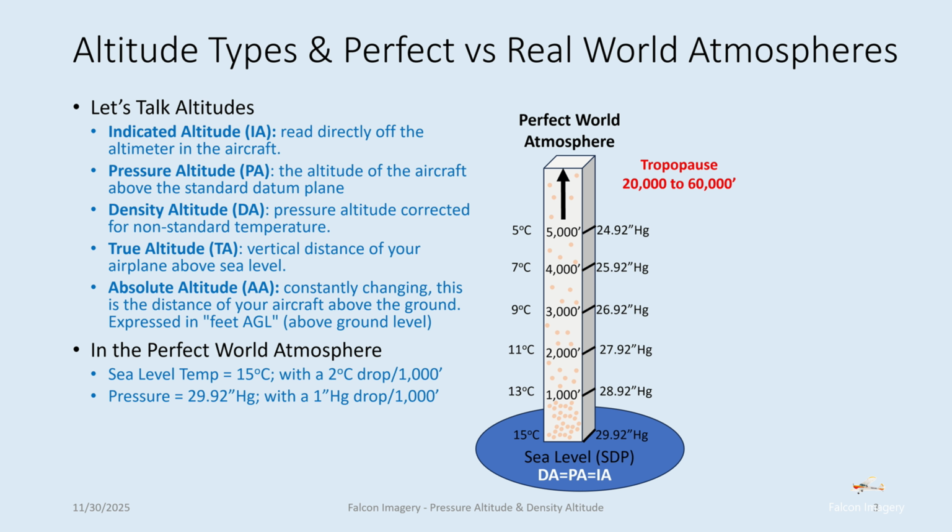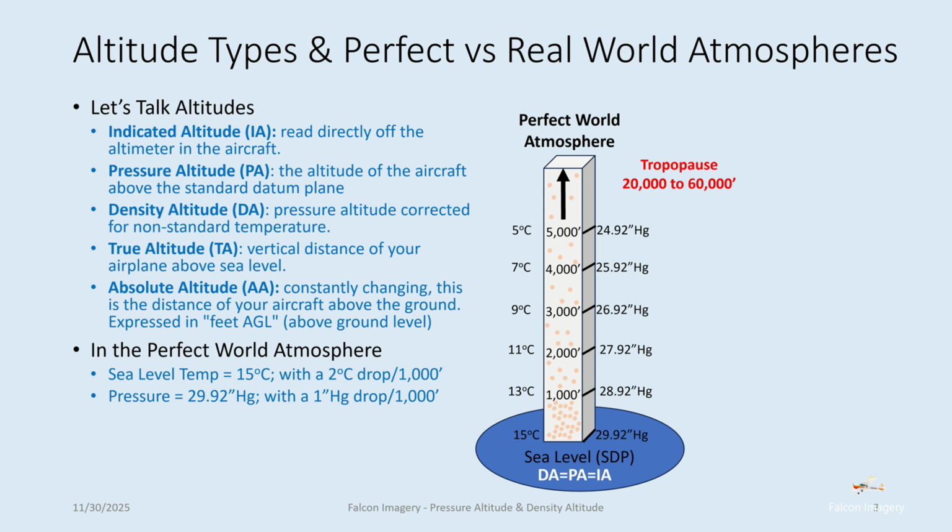And I should say the tropopause is really the area where you no longer really get that standard lapse rate of 2 degrees Celsius drop per 1,000 feet or an inch of mercury drop per 1,000 feet. So the troposphere is basically from the surface up to the tropopause, and then from the tropopause up, you get the stratosphere. The tropopause line, marking those two types of atmospheres, ranges anywhere from 20,000 to 60,000 feet, depending if they're at the north or south poles versus the equator.